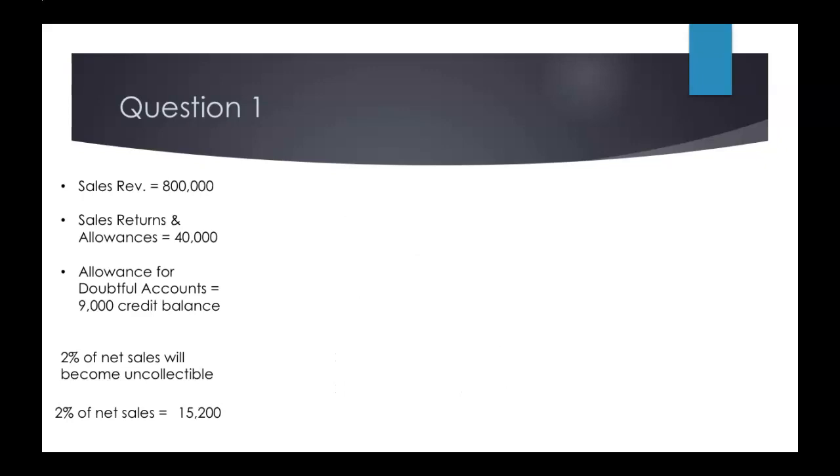So now we're ready for the journal entry. What we'll do is we'll debit our bad debt expense and we will credit our allowance for doubtful accounts. Whether we're using the percentage of sales basis or the percentage of receivables basis, this will be the framework of your journal entry. What changes is how you get your numbers and what your numbers will be.